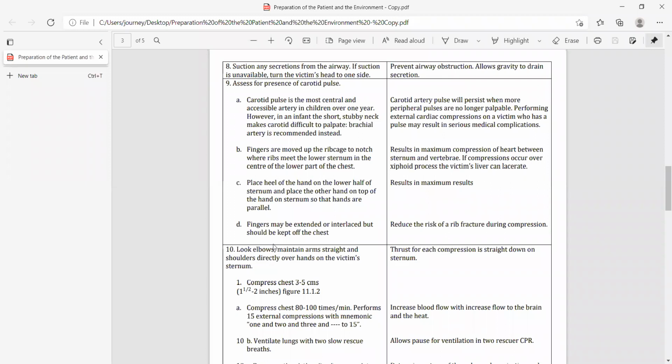Okay, next. You have to assess for presence of carotid pulse. So the next is, what will happen? Now we will assess the carotid pulse. Okay, suction has been done, obstruction has also been checked. So after that, what will we do? We have to check the carotid pulse, and feel whether you can feel the carotid pulse or not. Okay, so these are the techniques.